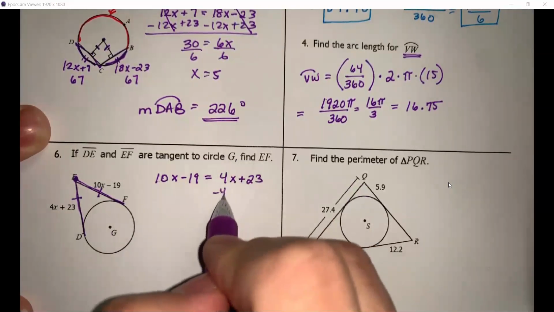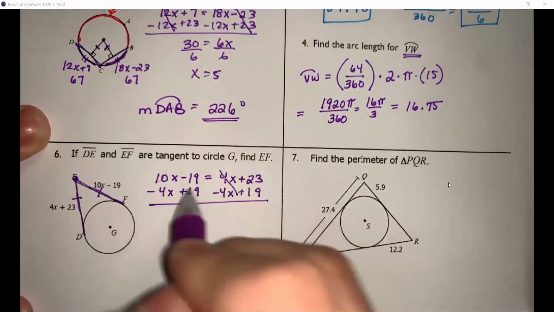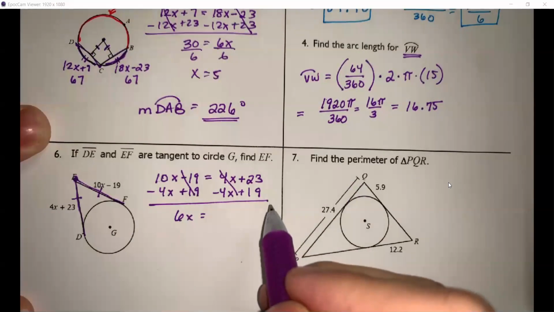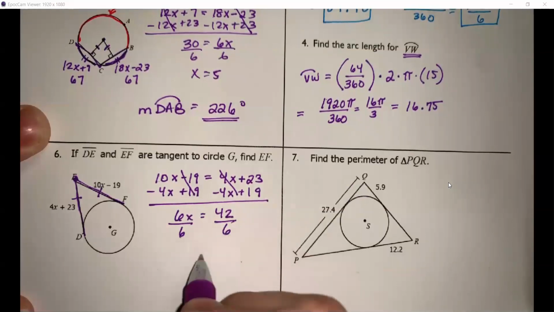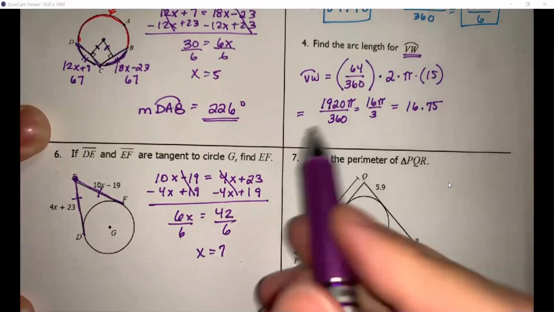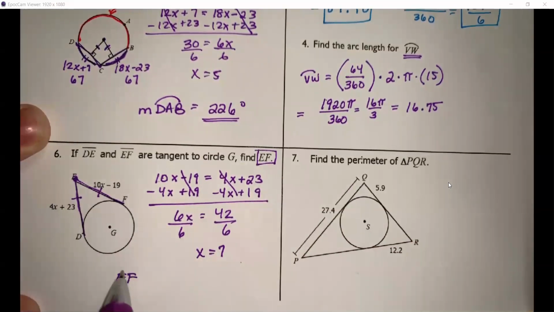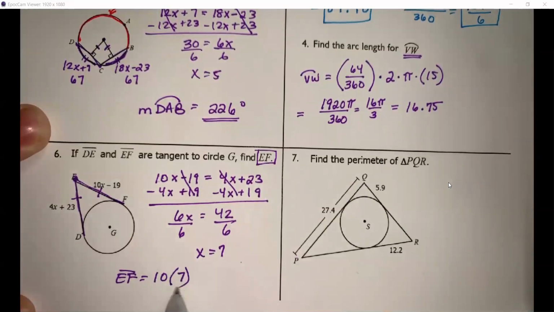If I want to solve for x, I'm going to subtract 4x from both sides, and at the same time add 19 to both sides. I'm left with 6x is equal to, my mental math is not at its finest right now, 42. I'll divide both sides by 6 to get x equals 7. Again, make sure you read the directions. It doesn't ask what is x, it's asking for EF. It doesn't matter which one you plug it into, they're both the same, but I'll be consistent with the question. EF is equal to 10x minus 19, and we now know that x is 7. So 10x minus 19 is equal to 70 minus 19, which is 51.